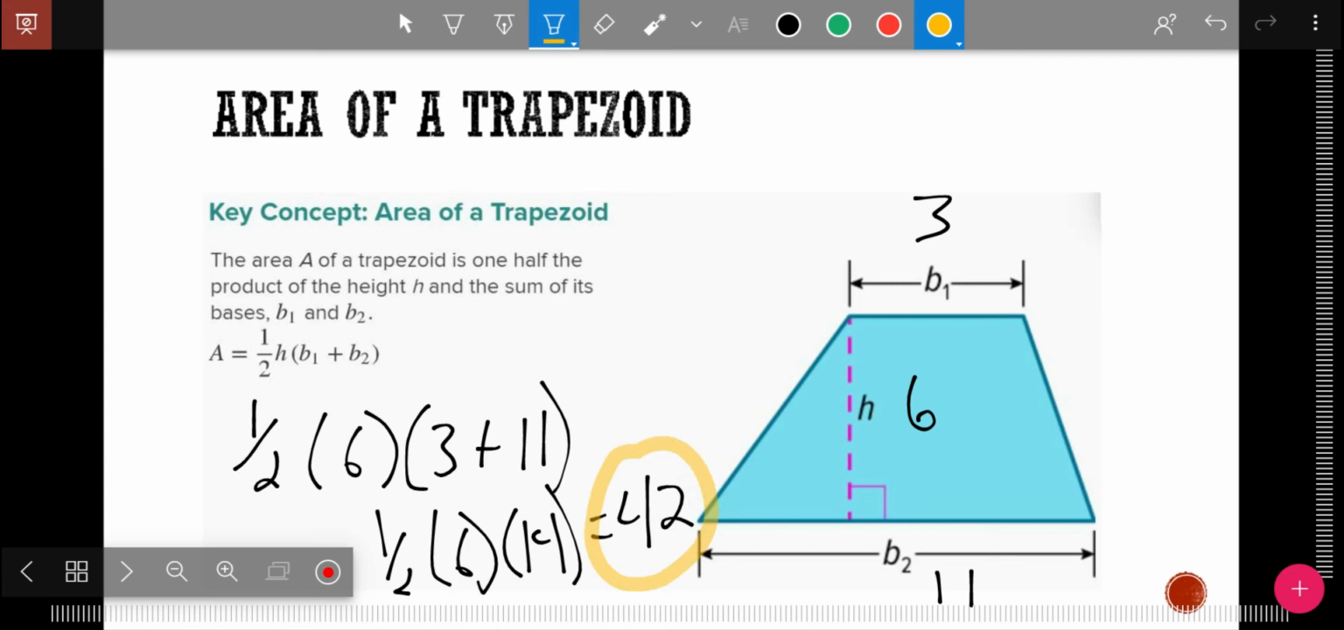And so you have to add the bases together. You have to add them together inside the parentheses and then multiply it all out. Half times the height times the bases added together. Or the better way to say it mathematically would be a half times the height times the sum of the bases.